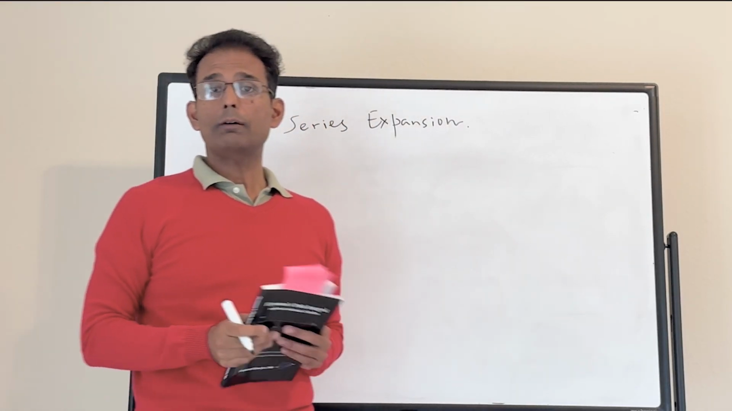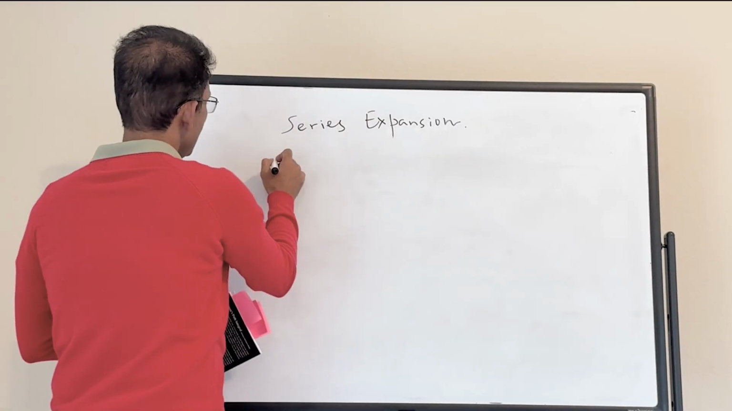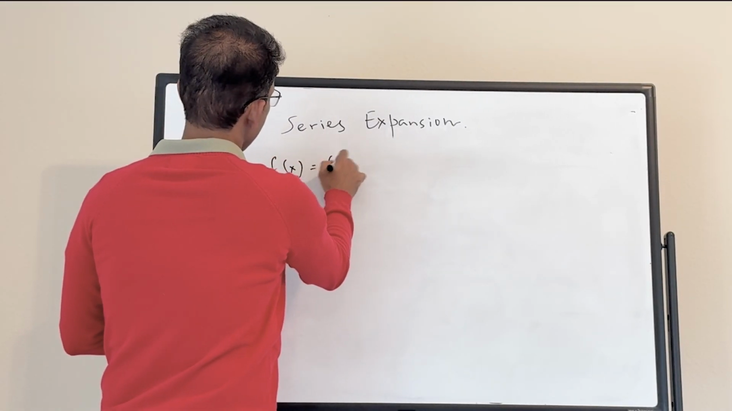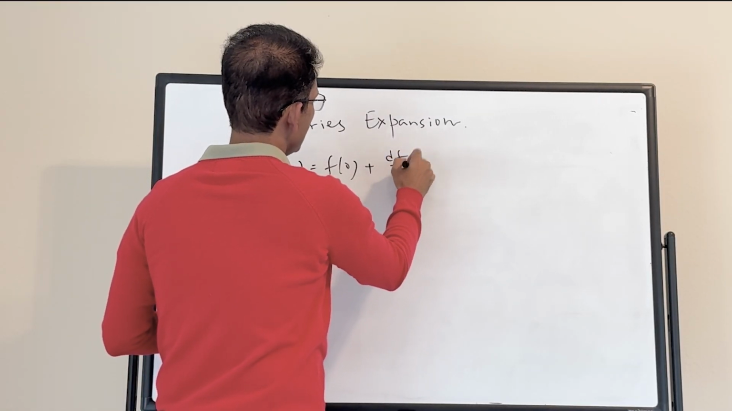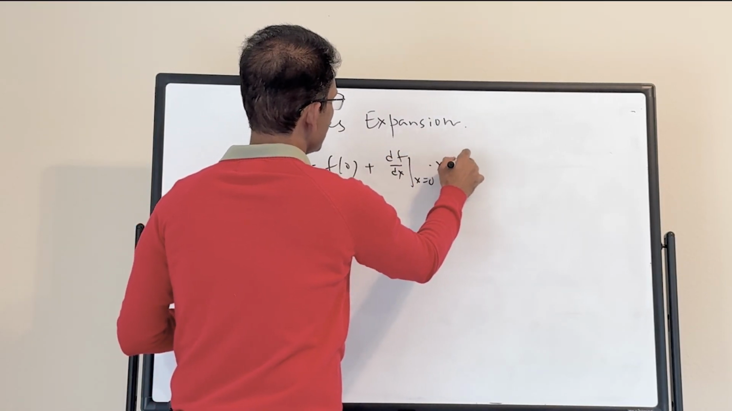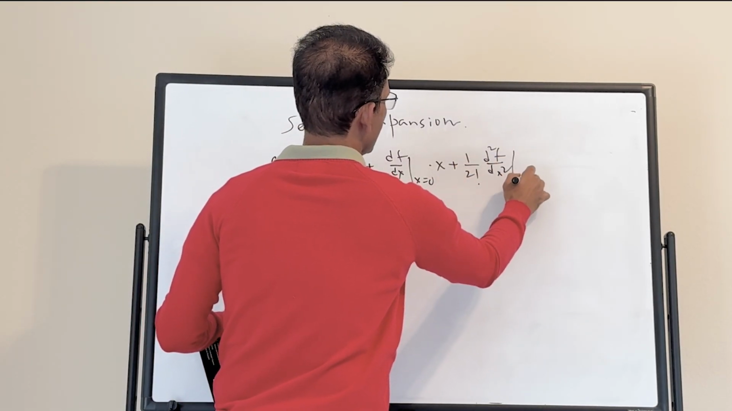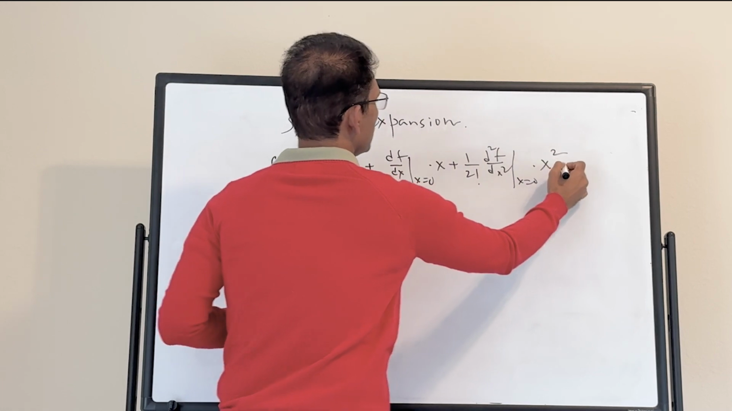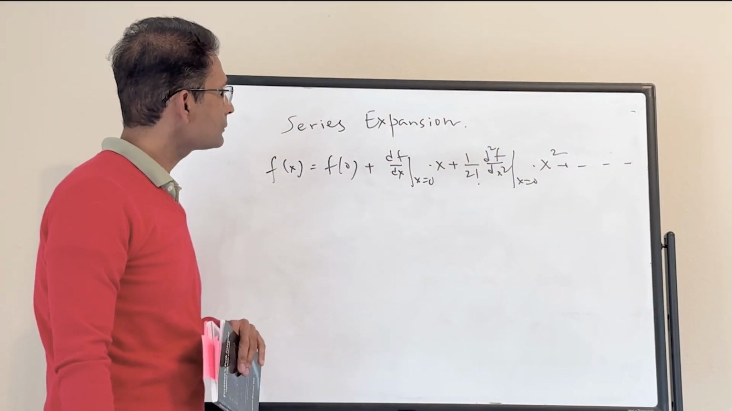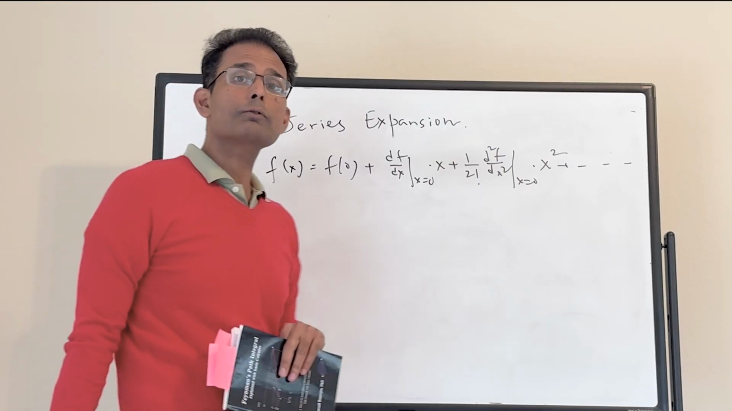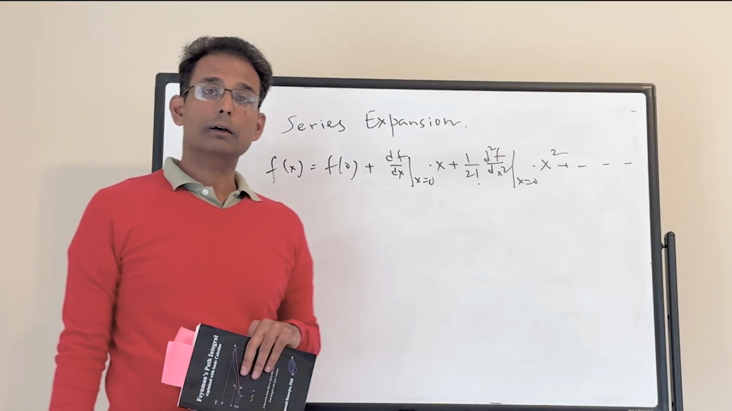So we have a hunch to suspect that the following expansion is true. f of x is f of 0 plus df dx at x equal to 0 times x plus 1 over factorial 2 d2f dx squared at x equal to 0 times x squared, and so on. Okay? And let's just try it out on a function that we are quite familiar with.